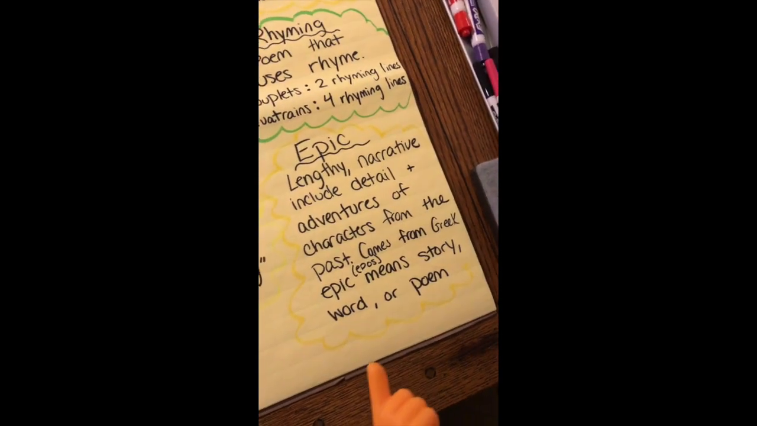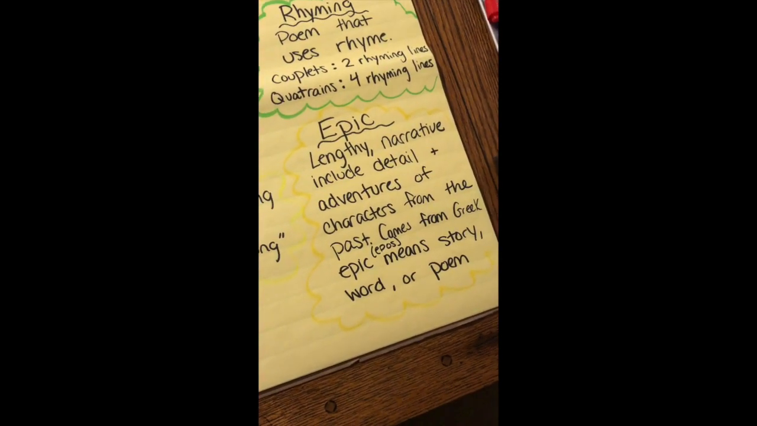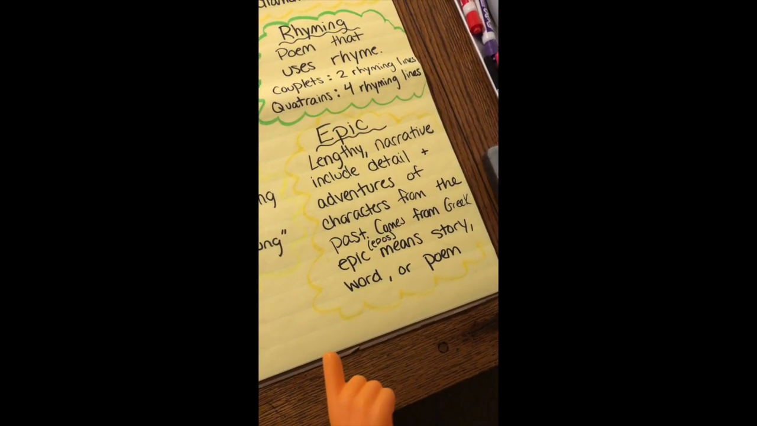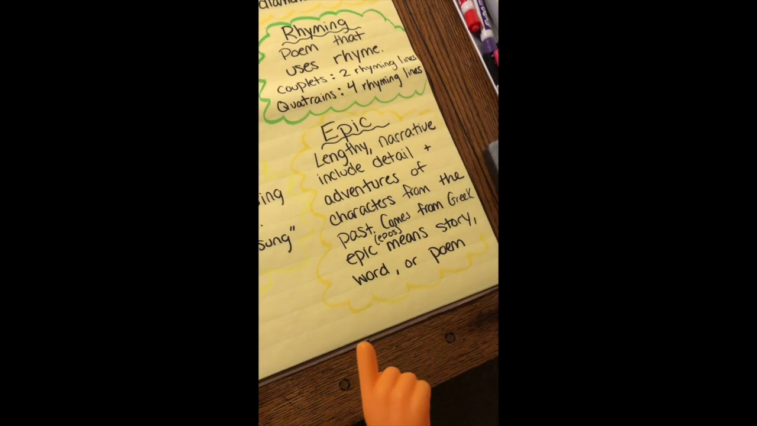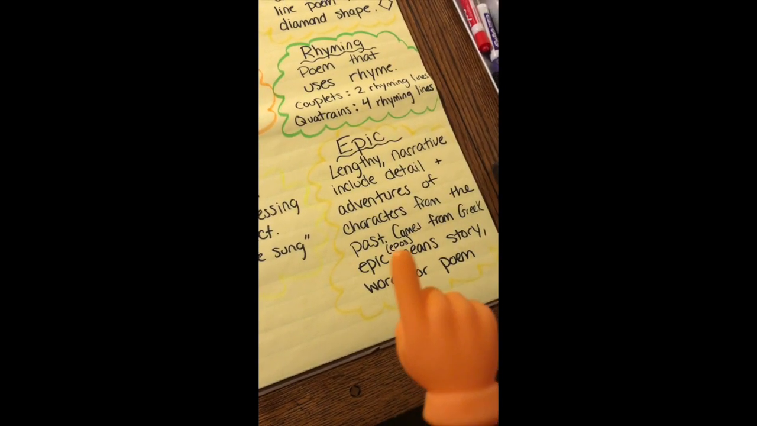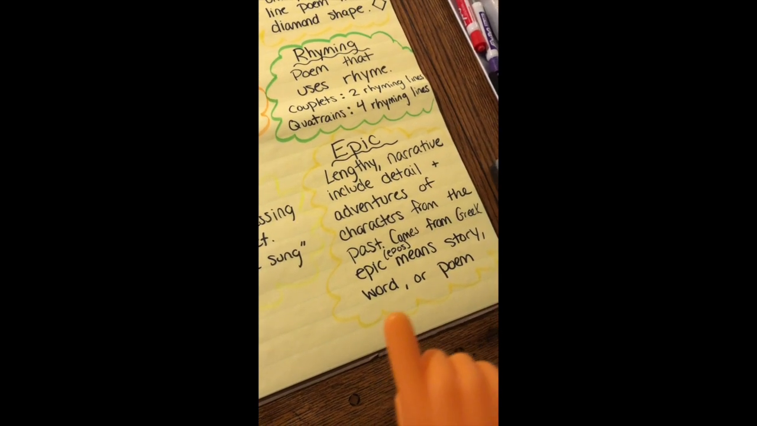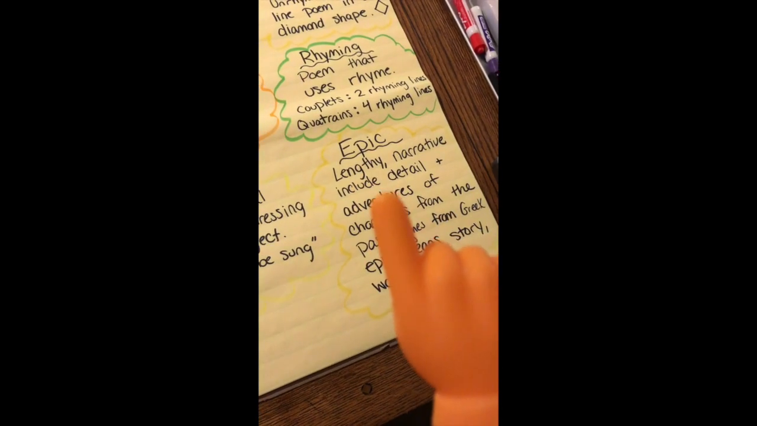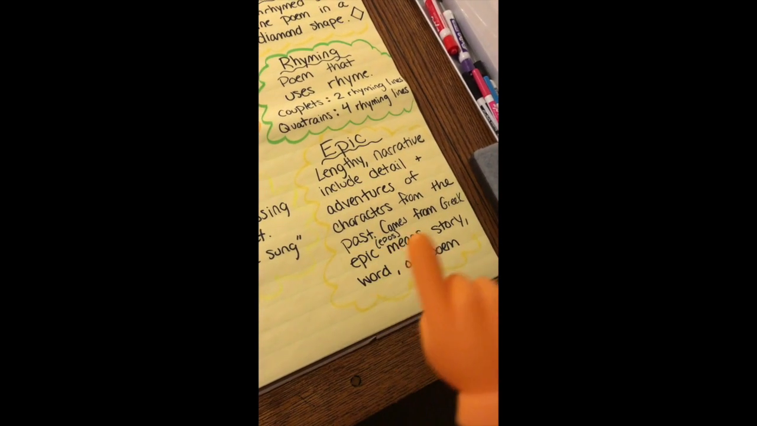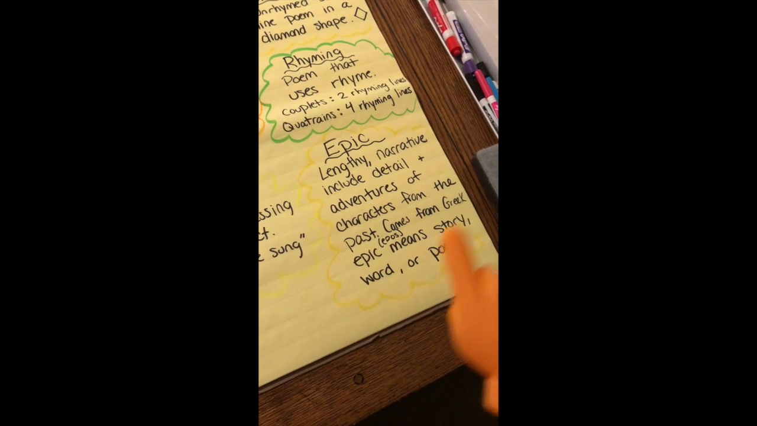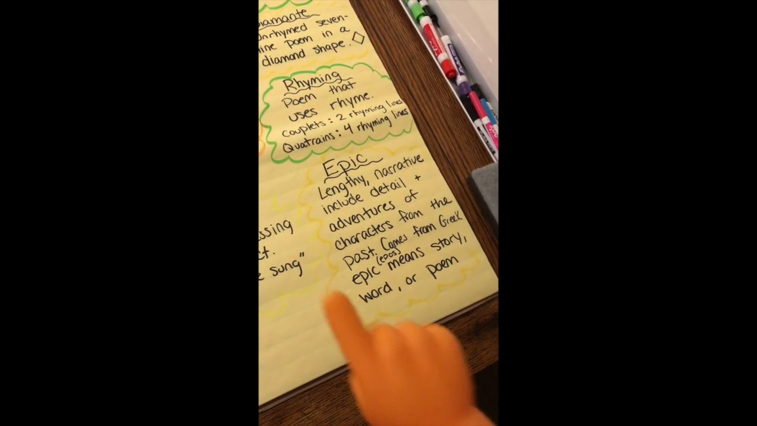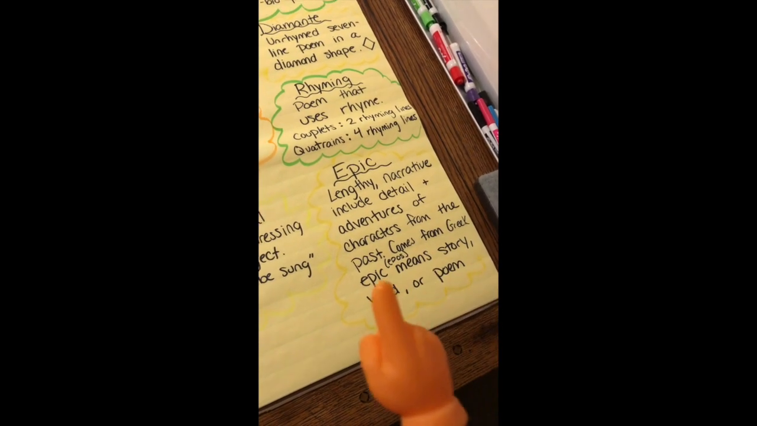And our last one, which a lot of you have showed interest in from the Padlet, is an epic. An epic poem is a lengthy narrative poem that includes detail and adventures of characters from the past. The word epic comes from the Greek word epos, meaning story, word, or poem. So we read epic poems mainly about Greece, okay, because it comes from the Greek word epos. So a lot of you have shown interest in epic poems, so we may be working with those as well.